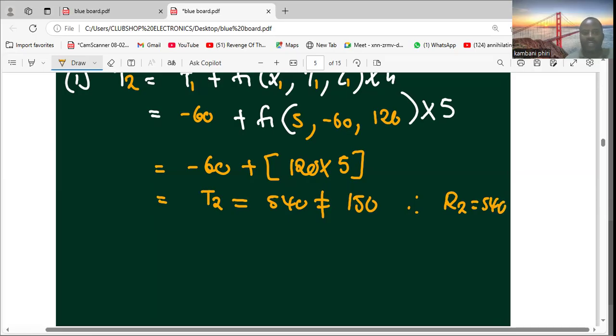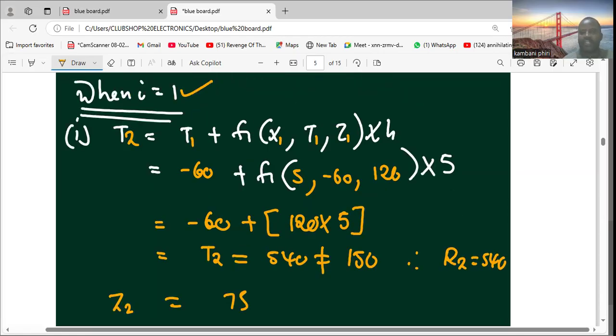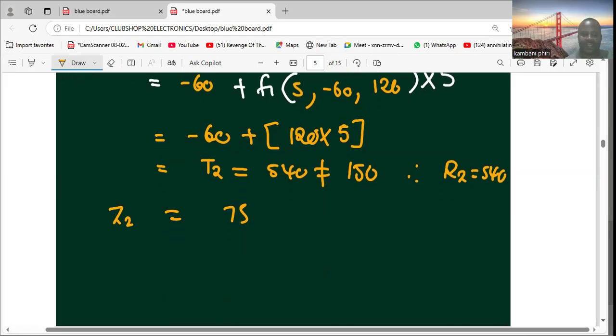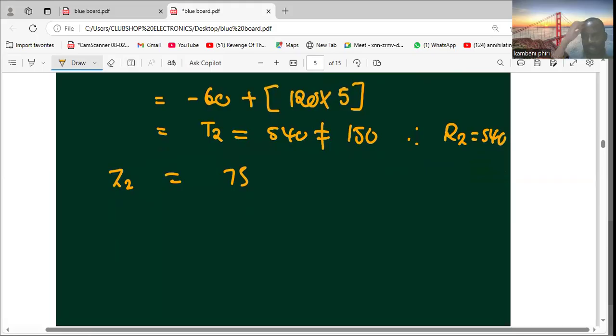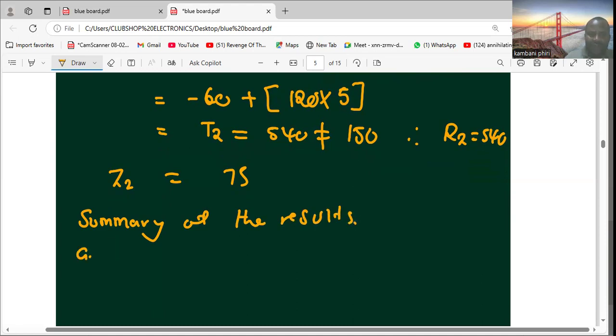Now, if you want, you can get Z2. Following the same process, you should be able to get 75. But we can only conclude even with that. That is insufficient, T2, because it's not equal to 150. Therefore, we need to combine the results from Z naught of negative 120 and Z naught of negative 60. So maybe we can say the summary of the results so far: our first guess was negative 120. Then our second guess, which is G2, is negative 60.